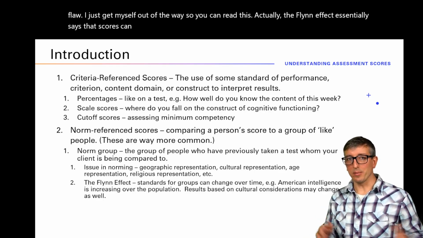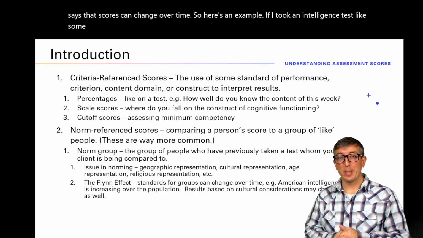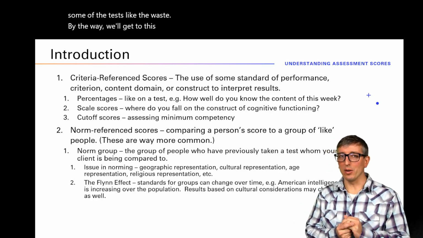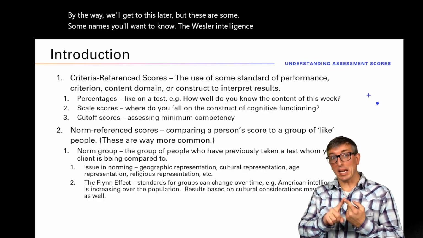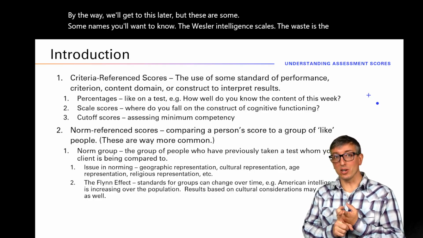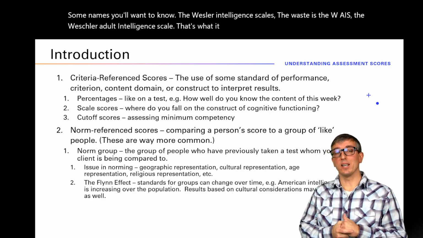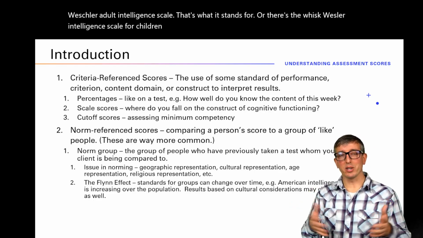So here's an example. If I took an intelligence test, like some of the tests like the WAIS, by the way, we'll get to this later, but these are some names you'll want to know. The Wechsler Intelligence Scales. The WAIS is the Wechsler Adult Intelligence Scale. That's what it stands for. Or there's the WISC, Wechsler Intelligence Scale for Children. There's different examples of what those are. We'll get to them later.